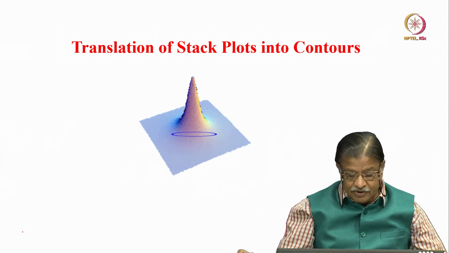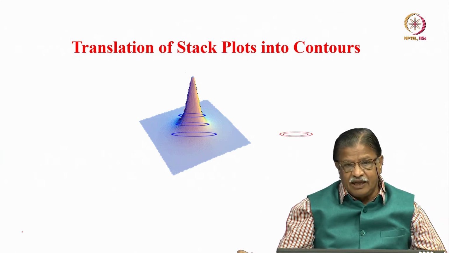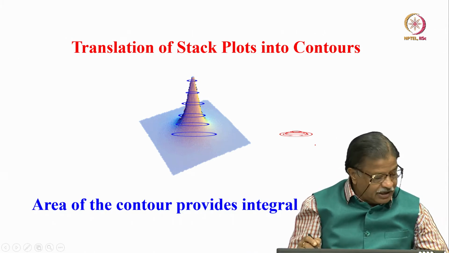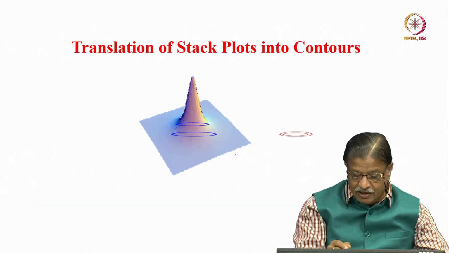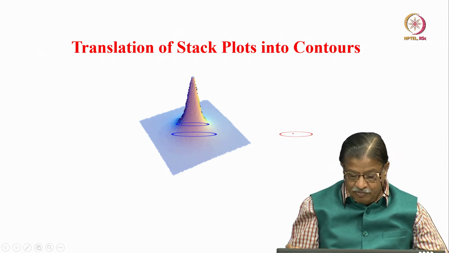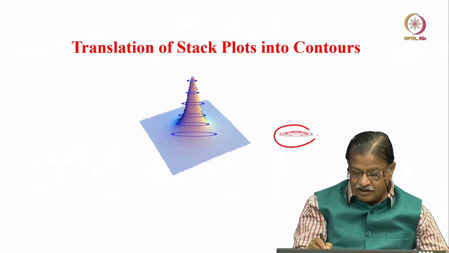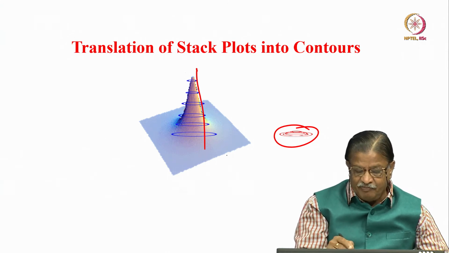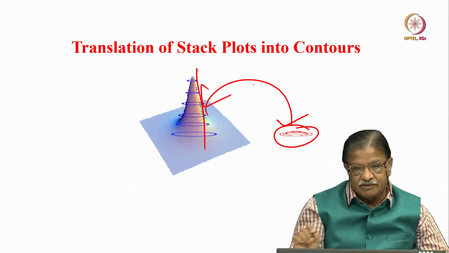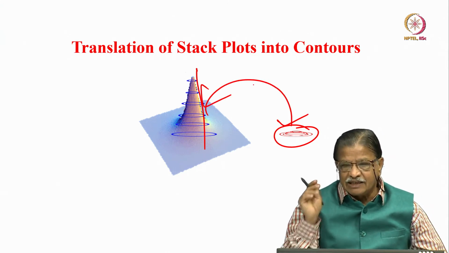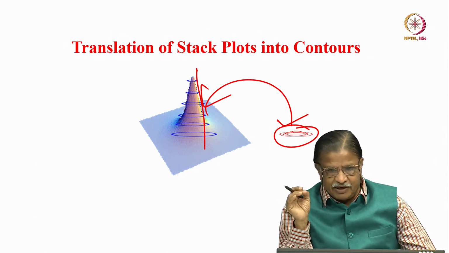So this is what happens. You have different areas, go up and up and up. Every time you go up here like this, measure this area, put a circle here, and go up, measure the area, put another contour, another circle like that. Keep on stacking one after the other here. The same stack plot is now translated into the contour here. This is a translation of stack plots into contour plots.